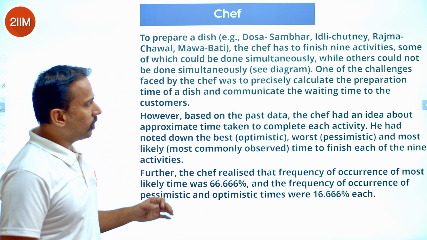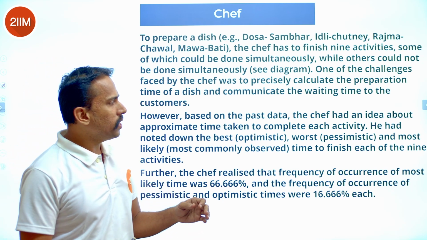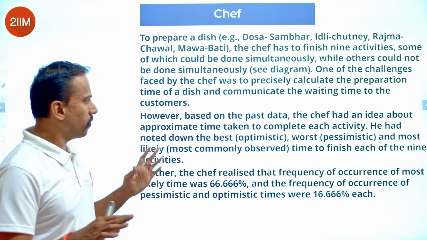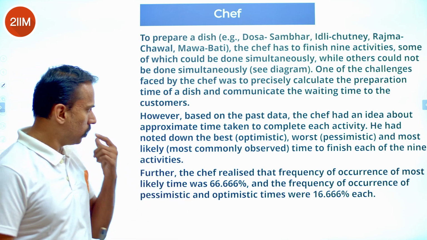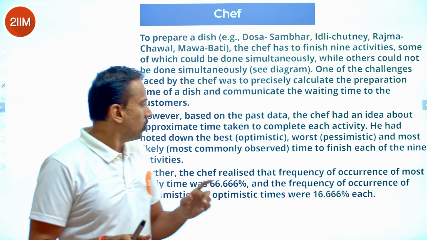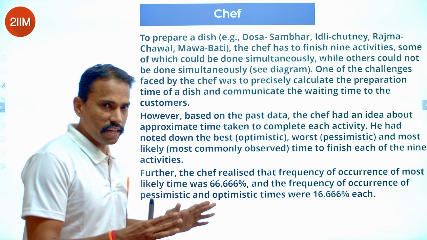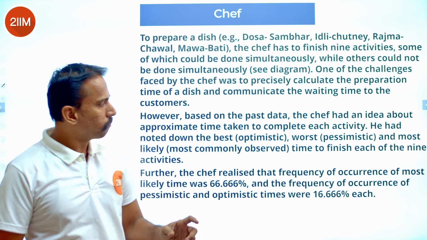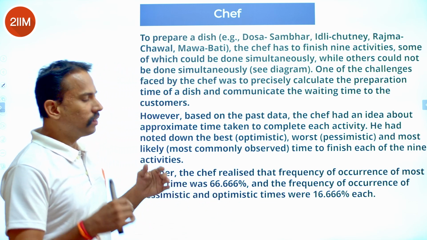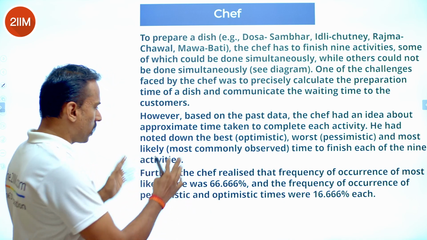However, based on the past data, the chef had an idea about approximate time taken to complete each activity. He had noted down the best optimistic, worst pessimistic, and most likely, most commonly observed. So there are 3 cases. Time taken is noted in 3 different cases. In the best case, optimistic way, how much time it would take. Worst case, pessimistic, how much time it would take. Then most likely, most common situation, how much time it would take. So these 3 cases were recorded for all these 9 activities.